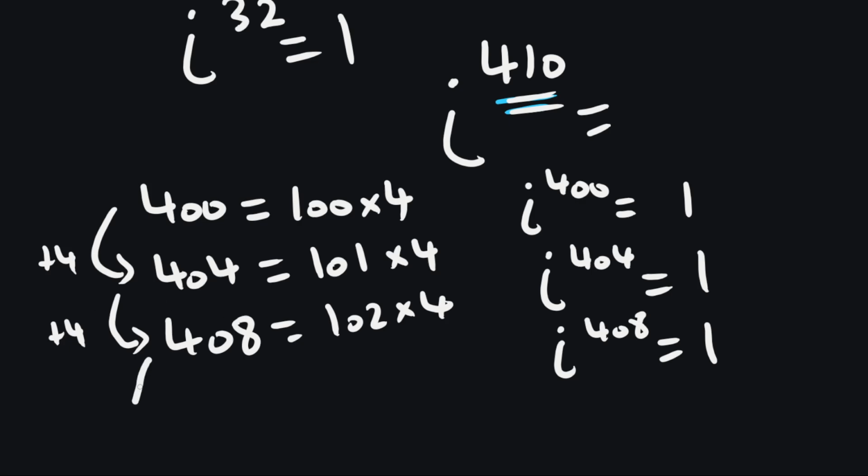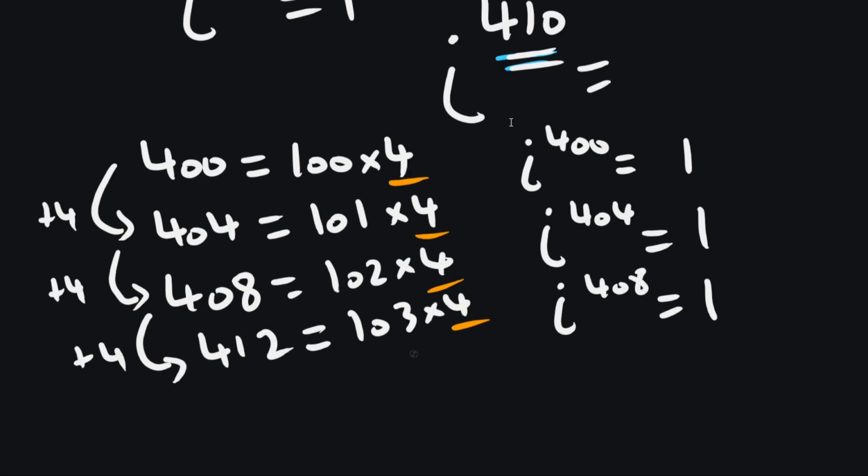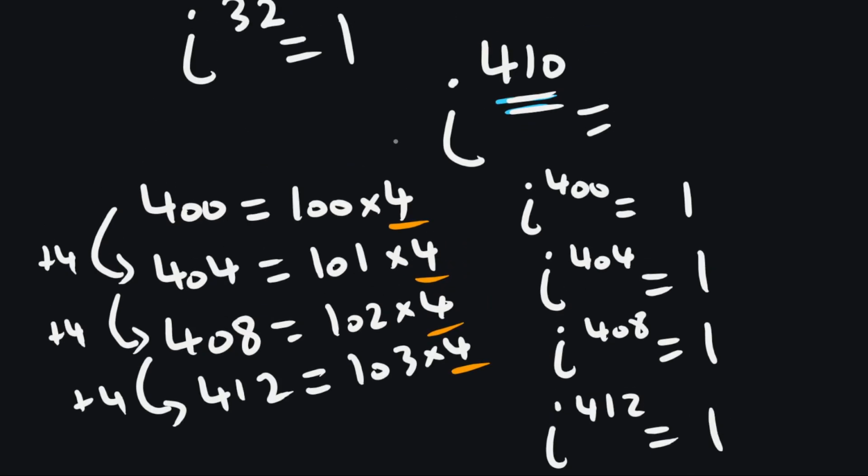And we can go another 4 to get to 412, which is 103 times 4. They all have factors of 4. What is i to the 412th? Well, i to the 412th equals 1. So we are looking for i to the 410th power right here. And that is between 408 and 412. And i to the 408 is 1, and i to the 412th is 1.